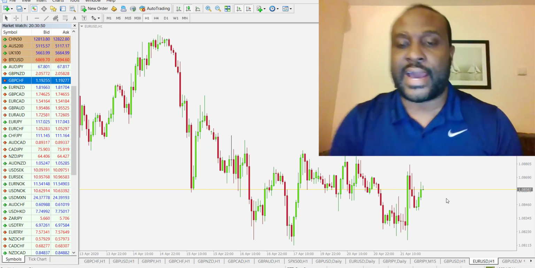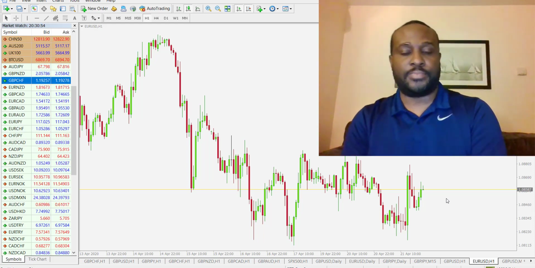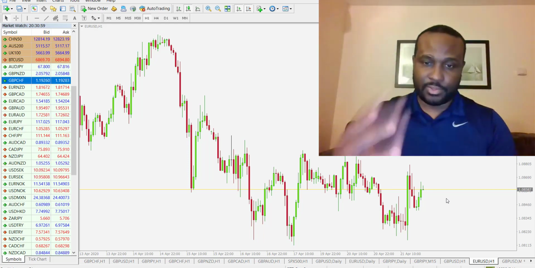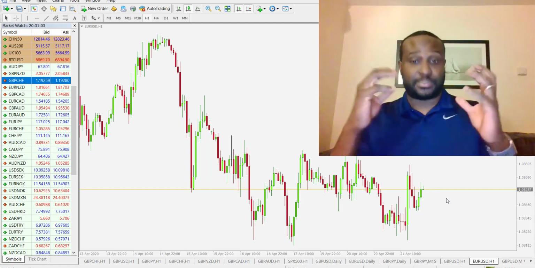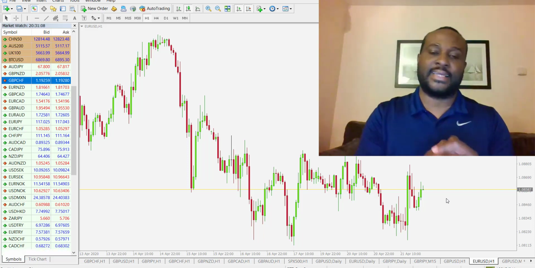The second way I choose to set stop loss is to be strategy dependent. So, depending on the type of strategy I'm using, it will determine the type of stop loss I'll use. And so that means it is price dependent. It is dependent on what price is doing in the market.